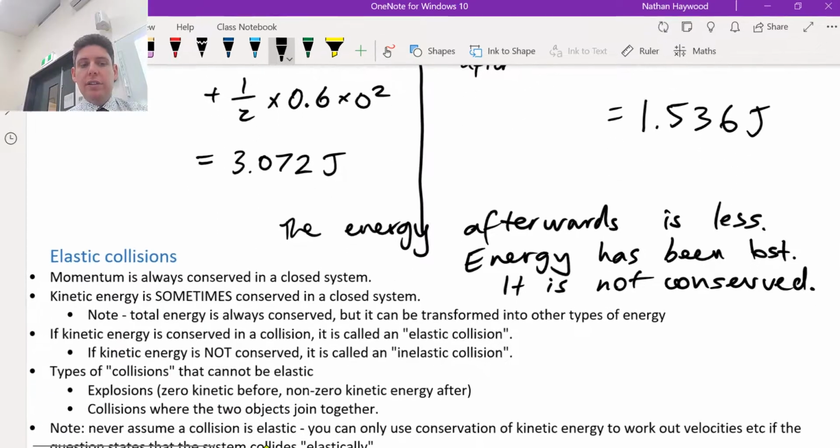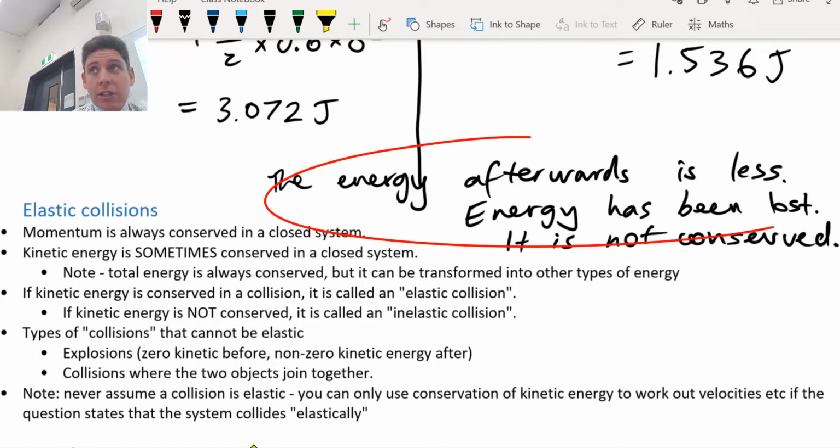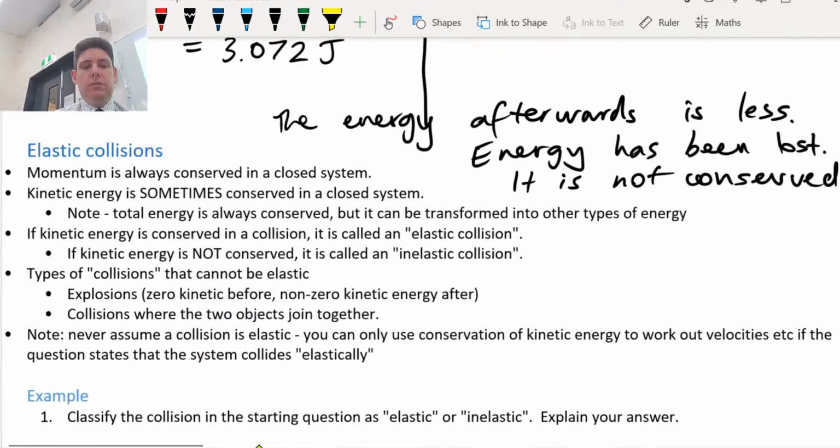So some notes. Elastic collision. Momentum is always conserved in a closed system. Kinetic energy is sometimes conserved in a closed system. What type of energy could it have transformed into? Sound, heat. Oh yeah, maybe like light if there was like an explosion of some sort. If kinetic energy is conserved in a collision, it is called an elastic collision. So if it is conserved, it's elastic. If it's not conserved, it's called inelastic.